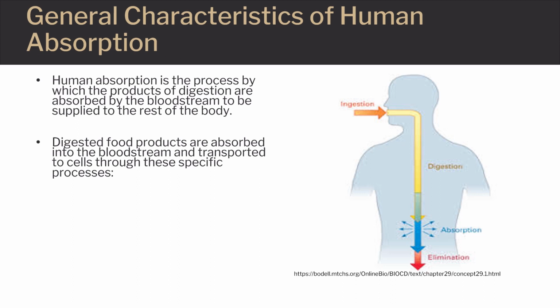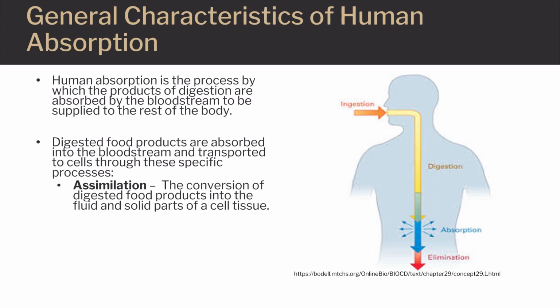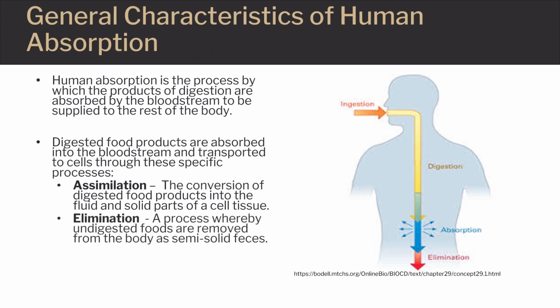Digested food products are absorbed into the bloodstream and transported to cells through the specific processes of assimilation, or the conversion of digested food products into the fluid and solid parts of a cell tissue, and elimination, a process whereby undigested foods are removed from the body as semi-solid feces.